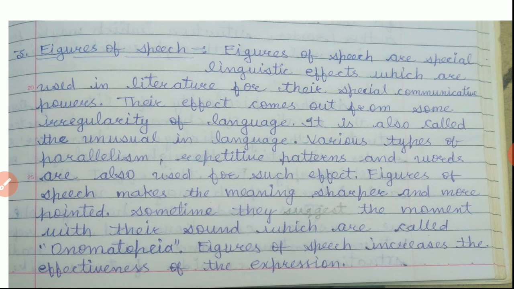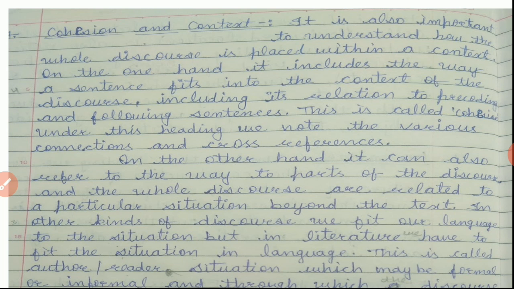Now we move to our next point. Next point is cohesion and context. After reading the given text, we are to decide for these points. It is also important to understand how the whole discourse is placed within a context, whether it is related, point to point related, connected, paragraphs are connected to one another, the sequence of sentences carry a sequence in meaning. We are to understand these things under this heading.